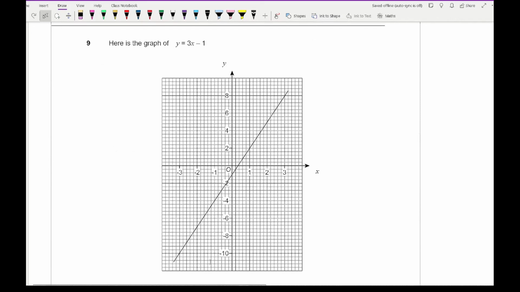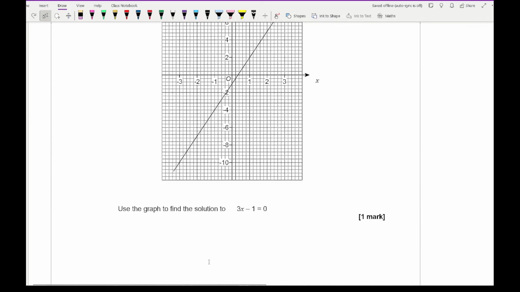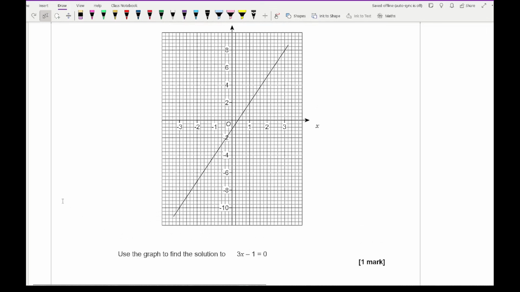Moving on to our last question, it says here is a graph of y equals 3x minus 1, and it says use the graph to find the solution of 3x minus 1 equals 0. Now this part here is the line. So that there is the line plotted. And this is the value that we're looking for. And this is basically the x-axis. So what we're looking for is the value where the line crosses the x-axis. And it's at this point here.